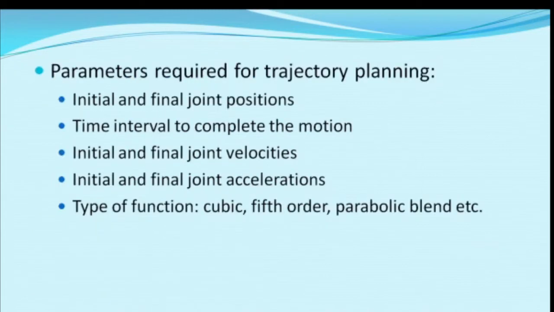So parameters required for trajectory planning are as follows. It requires the initial and final joint position, the time interval to complete that motion, in how much time the motion should be completed, then initial and final joint velocities as well as acceleration. And then you can decide which type of smooth function you select for the trajectory.